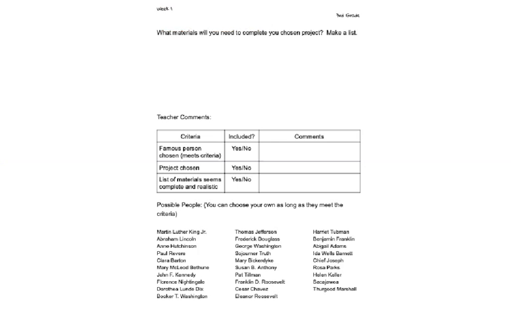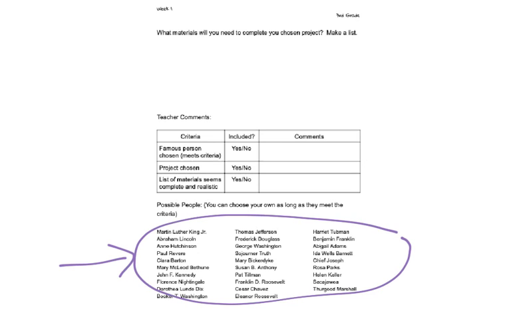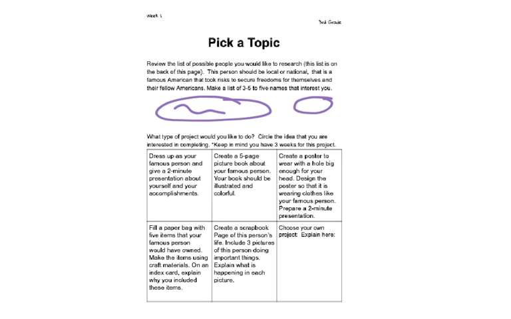So here's the list right here. You don't have to choose from this list, but these are just some ideas. Once you've figured out who you're going to do your project on, you have to pick one of these. Keep in mind, you only have 3 weeks for this project.